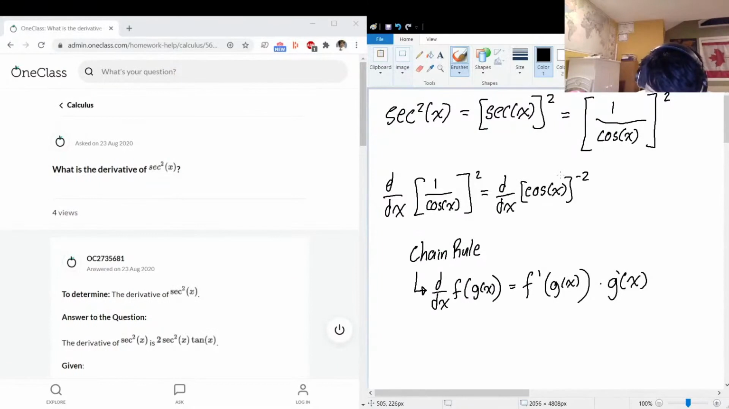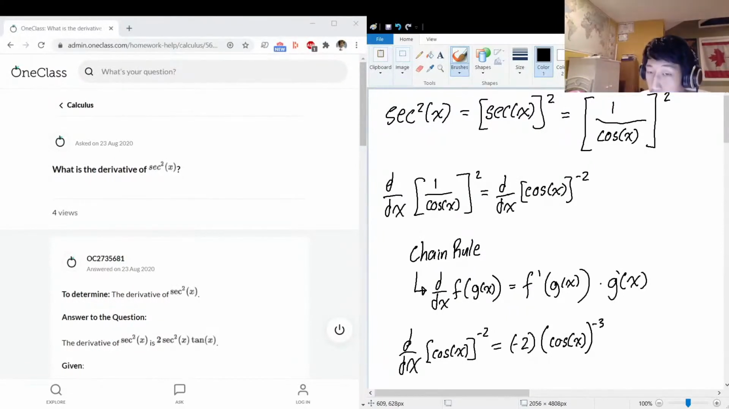So our d over dx, to show derivatives, of cos of x to the power of -2 is equal to, well, first let's do the first one. So it's a polynomial to the power of -2. So the rule is that we're going to multiply it by the power and subtract 1 from it. So -2 cos of x to the power of -3.